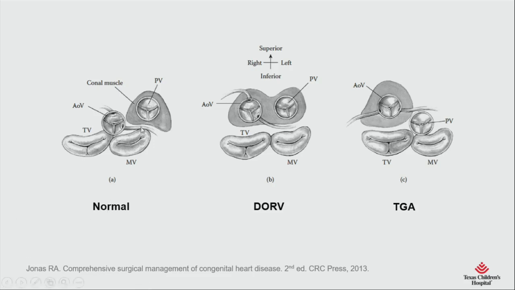Now, if you see this whole spectrum of rotation, if you start rotating the aorta anteriorly, but still attached to the mitral valve, you're going to have tetralogy of Fallot, where you have an overriding aorta on top of the ventricular septum, which is going to be somewhere around here. You'll have some compression of the pulmonary valve, et cetera.